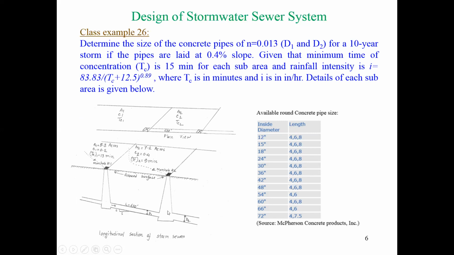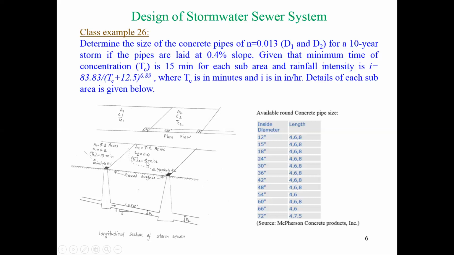Given that the minimum time of concentration, TC, is 15 minutes for each area, and the rainfall intensity I is given by an equation, where TC is in minutes and I is in inches per hour. Details of each sub-area are given below. So basically you have to find D1 and D2 from this scenario. We have area 1 and area 2. We know C1 and C2. We know the individual time of concentration for each area.